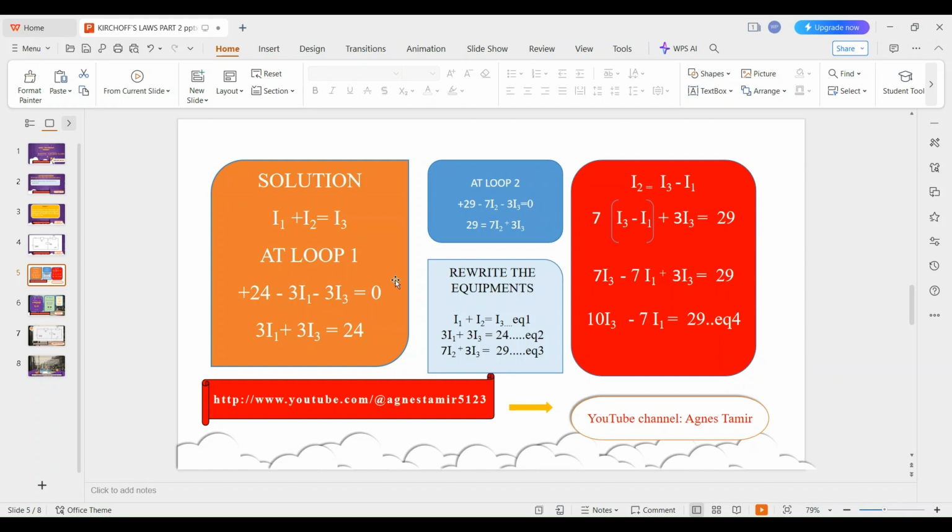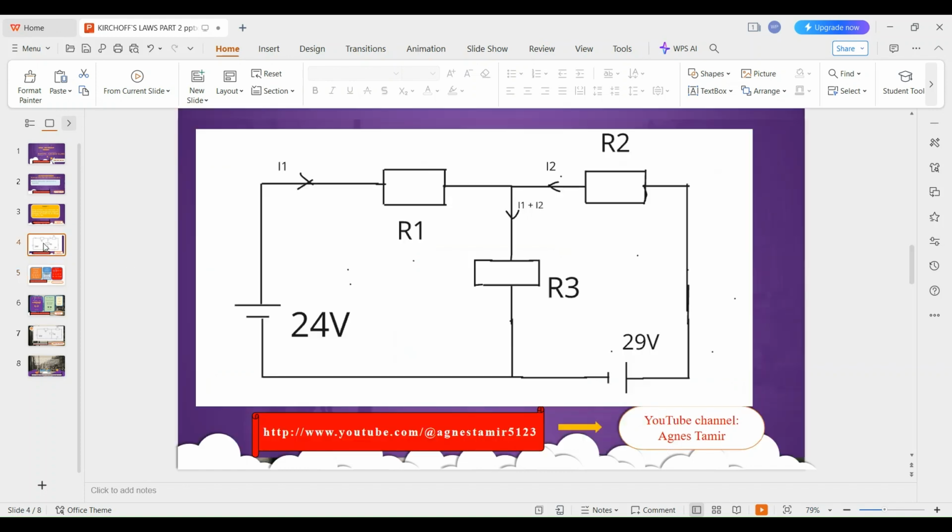When this moves to the other side, we shall remain with 24 is equal to 3 I1 plus 3 I3. That is our equation number 2. Let's look at equation number 3.